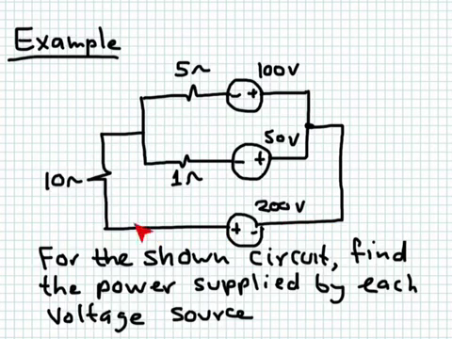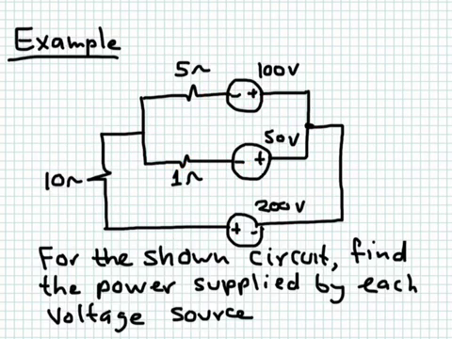I could select my first loop as this one here, the external one, and my second loop as this internal one, or I could select this internal one and this external one, or this internal one and this other one here. There are many ways of doing it. As long as there is a current flowing in every branch, you are all set. If I have a current flowing in this loop and in this loop, then I covered all the branches.